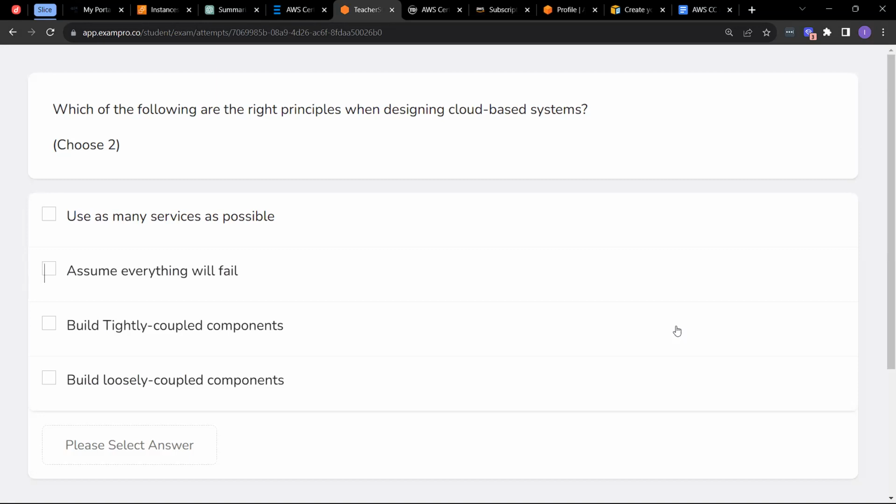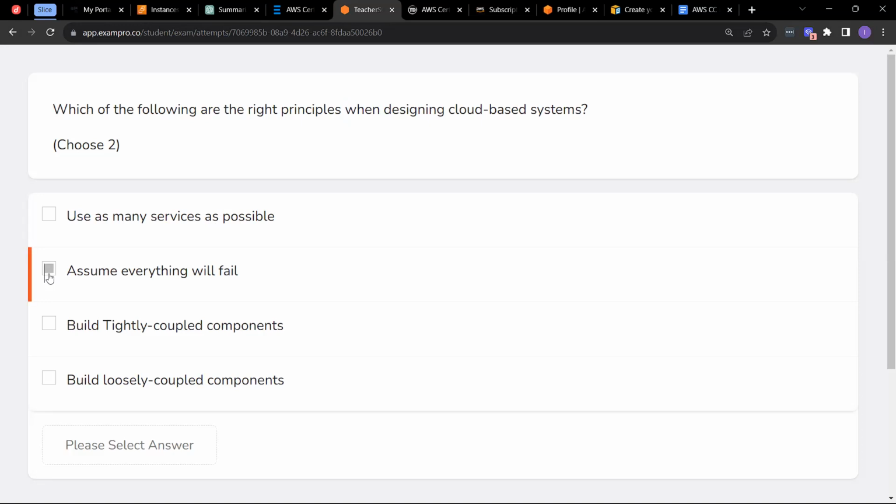Ellie says 1 and 2. Okay, so let's start from the top. Now we are looking at what the right principles are. When you are looking at the right principles, you are looking at high availability. You're also looking at cost savings. In as much as you would want to use as many services as possible, this is not right, because it might end up making you spend more than you are supposed to. And assuming everything will fail, yes, will put you on your toes.